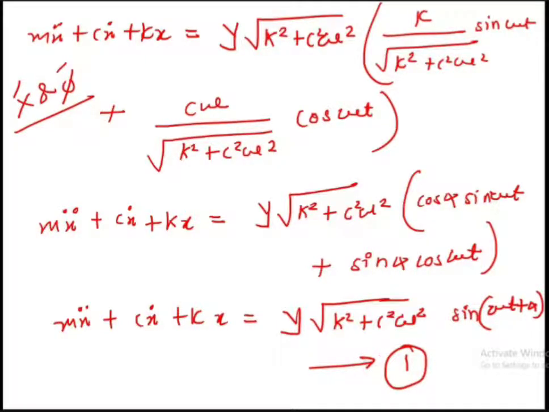Now this equation number 1 is called the absolute differential equation of motion. Why is it called absolute? Because we have considered only the absolute amplitudes. So this equation is called the absolute differential equation of motion, and what is that equation? m x double dot plus c x dot plus k x is equal to y times the square root of k square plus c square omega square, into sin of omega t plus alpha.